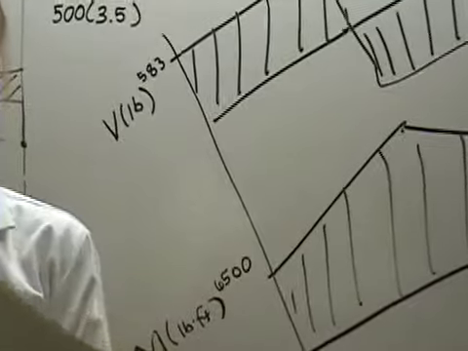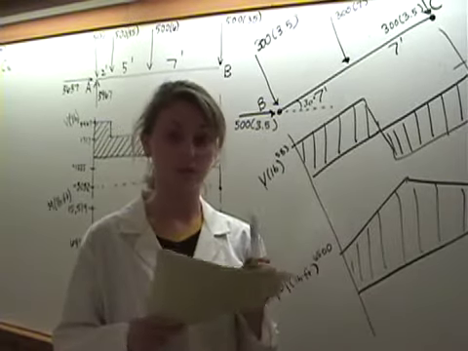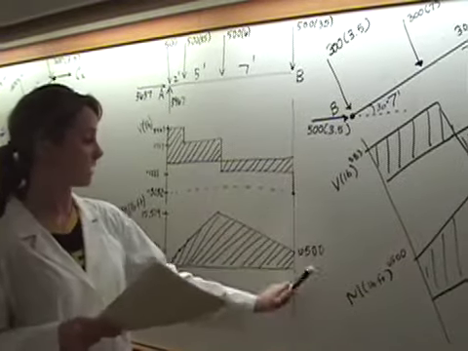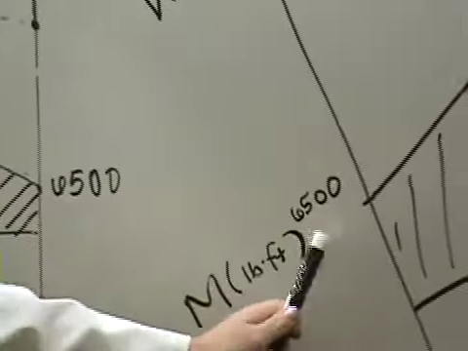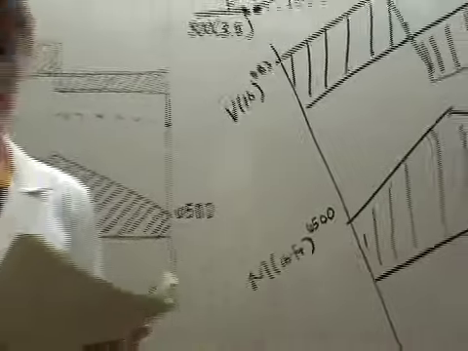Now a good check to make sure that you've done this correctly is that your moments should be equal in the center. So if we look at both diagrams, this diagram has an ending moment of 6,500, and this diagram also has a moment of 6,500, meaning that we've done the diagram correctly.